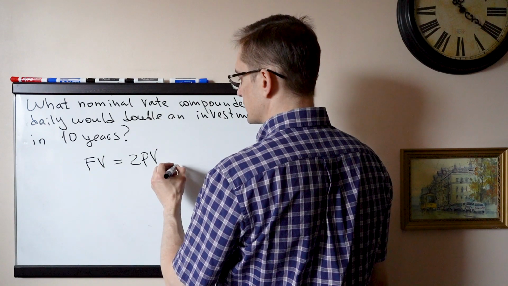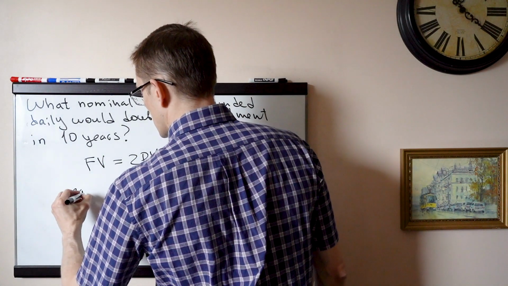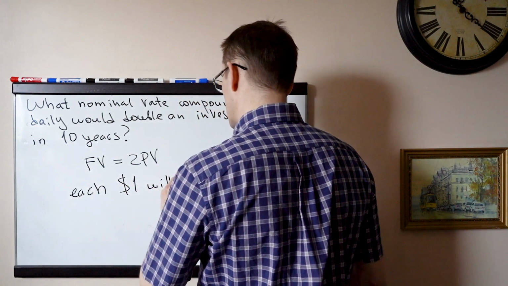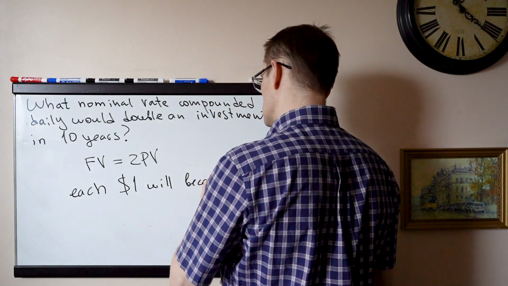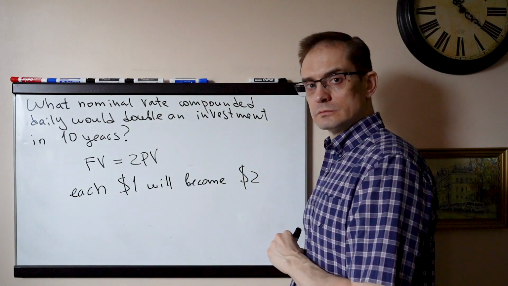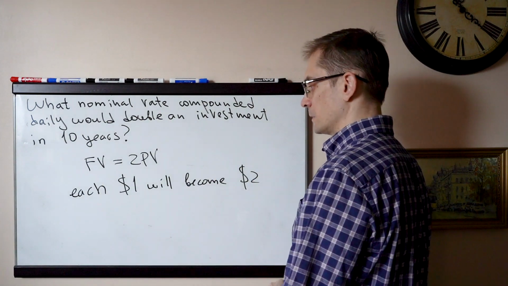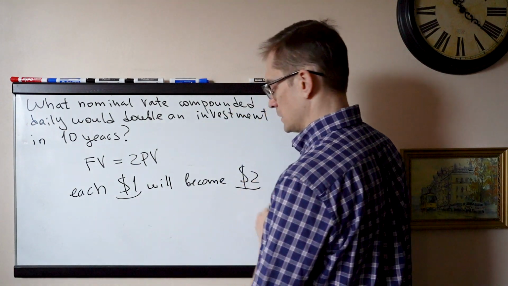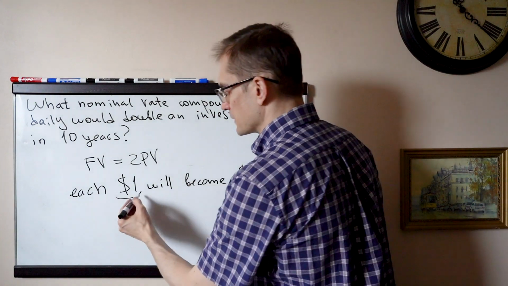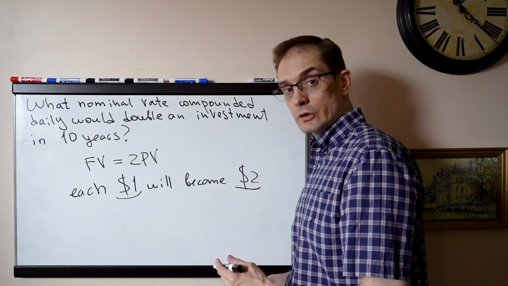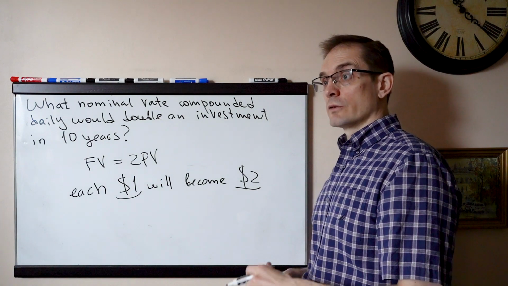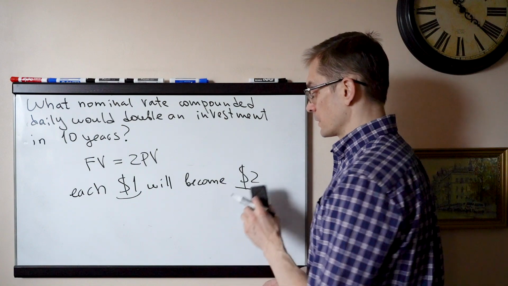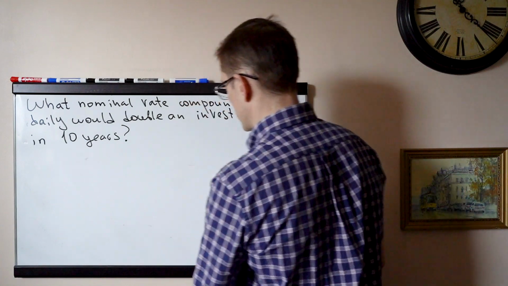That's what we know. In other words, what that means is that each $1 will become $2. The investment will double. So we can basically use that in our solution. We can take our present value as $1 and our future value as $2, because whatever happens for each dollar of the price will happen for the whole price as well. So let's go ahead and use this idea.